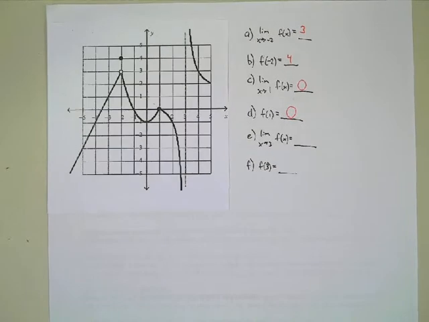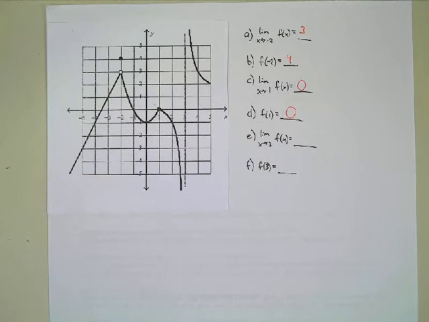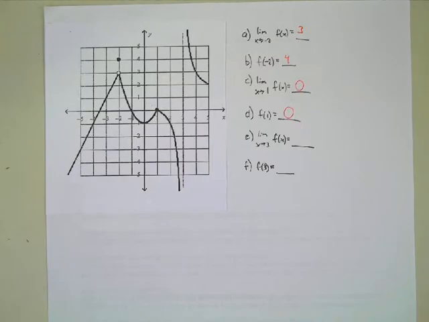All right, and then lastly here, the limit as x approaches 3. What would we say there? Yeah, it doesn't exist. How do you know it does not exist? Well, at one end it's approaching negative infinity, at the other end it's approaching infinity. They're not approaching the same number. It's got to approach the same number.